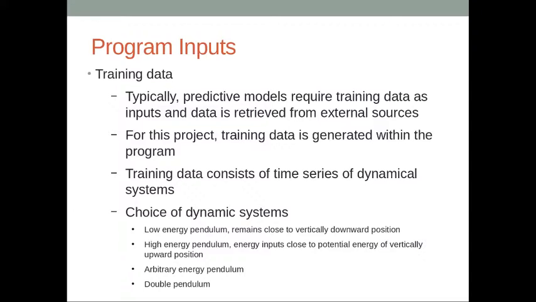The high energy pendulum, when we allow it to go to vertical, has not been so successful so far. We still have some avenues to explore with that. As the high energy pendulum is not working, the arbitrary energy pendulum is also problematic. We've looked at the double pendulum as well, and results there are not favorable. There's still a few avenues to explore.